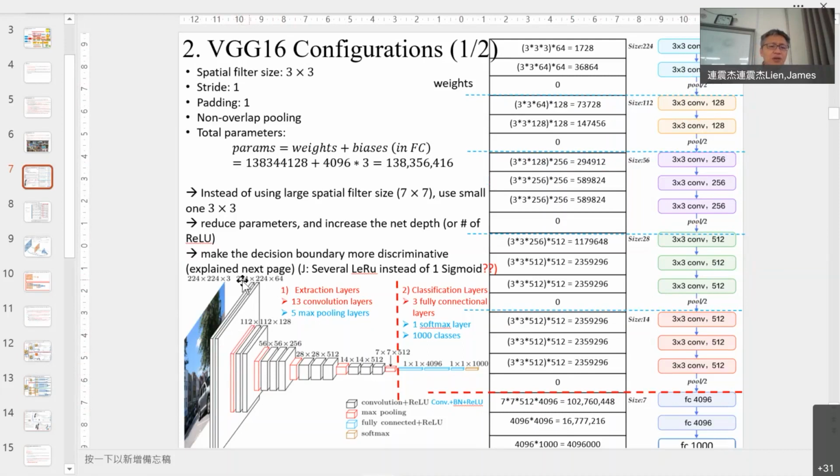I think it's actually from here. Also, the same is 64. This one is the black one. So here, original is 224 by 224 by 3. 3 channel is RGB. Okay. And then after you do this kind of filter, you become 224 by 224 by 64.